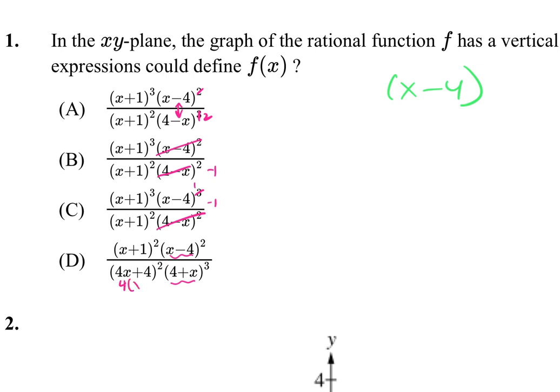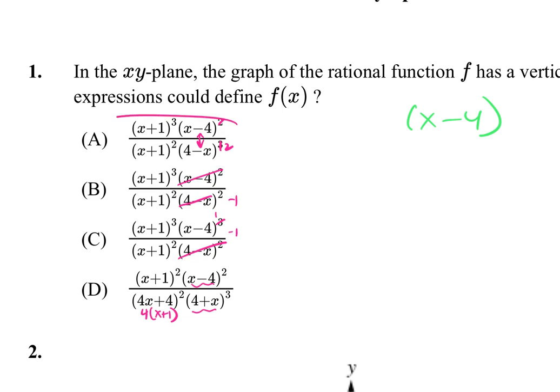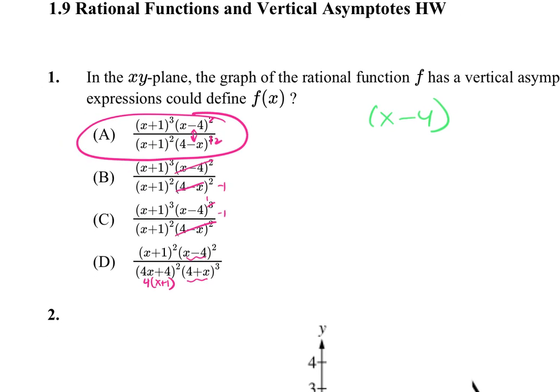For that first one, if I take out a 4, I get x plus 1. It still doesn't cancel. So the only one that after simplifying leaves you with x equals 4 in the denominator is number 1.